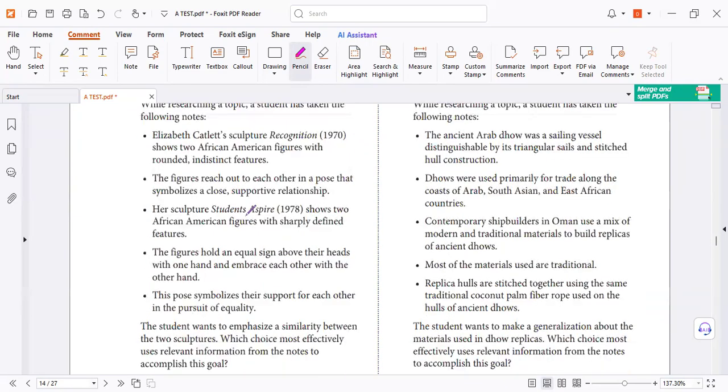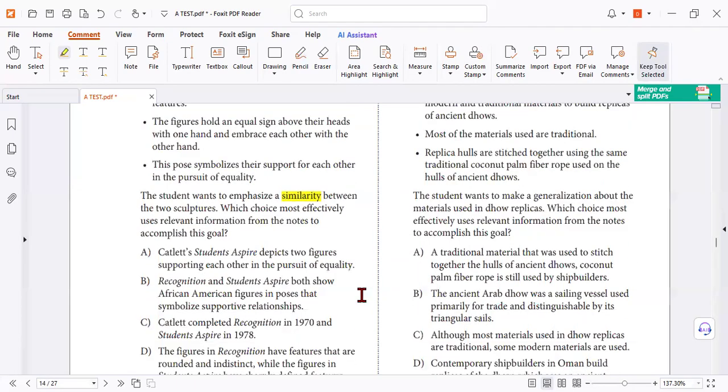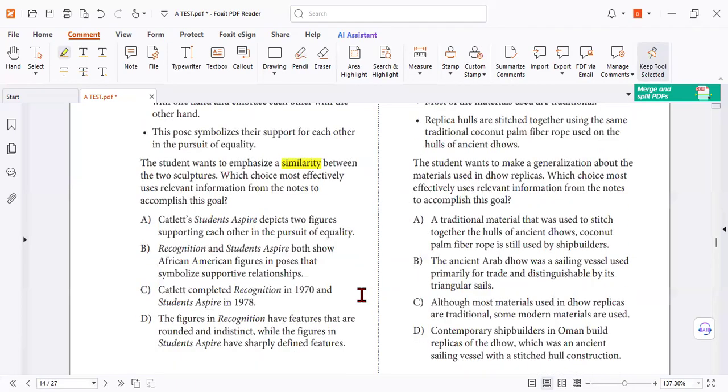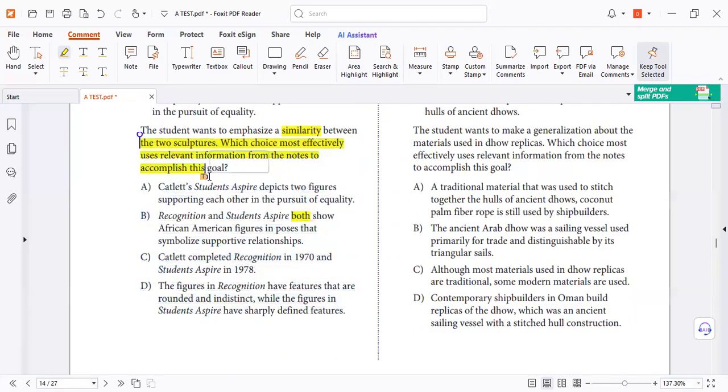Here again, we have a trap, and the trap is similarity. So your answer must show similarity. What does similarity mean in language? Similar to, identical to, both of them, like that, both show. And between the two sculptures. So your answer must mention the name of the sculptures. Let's read.